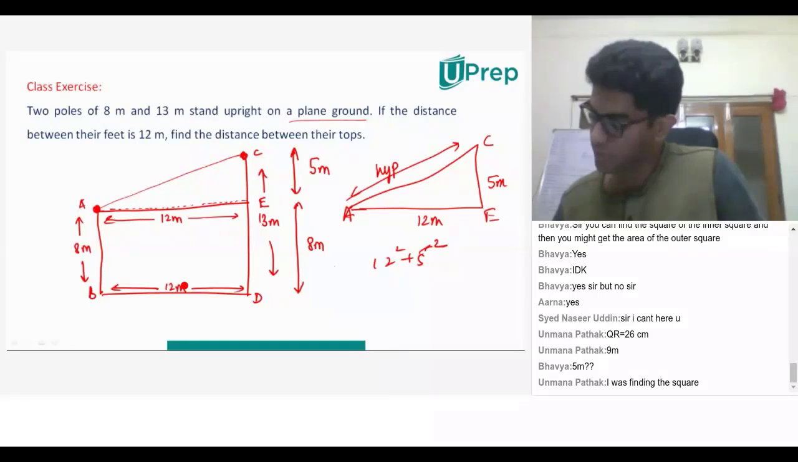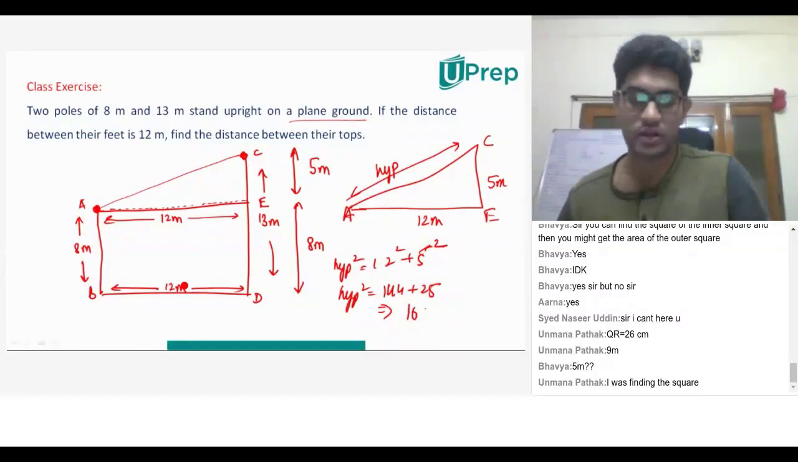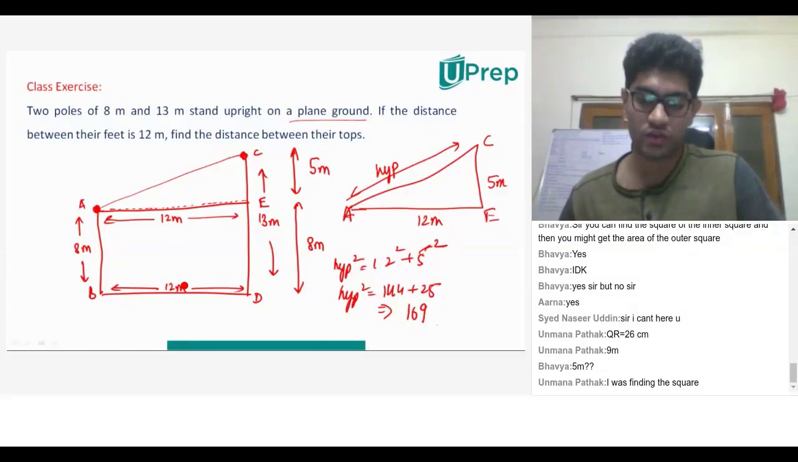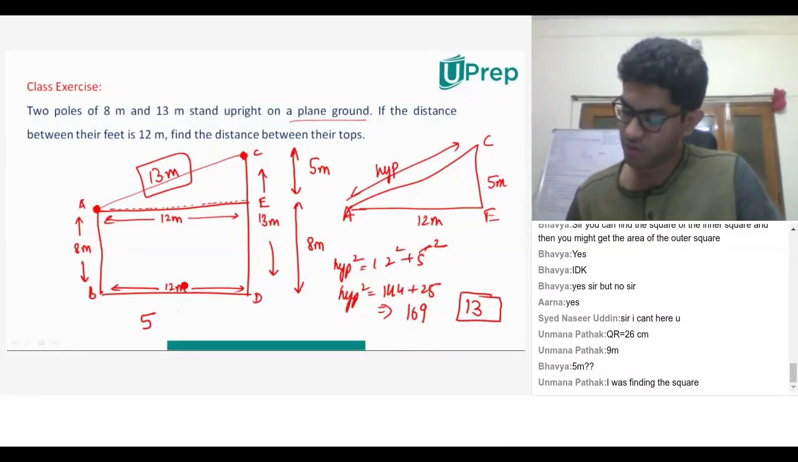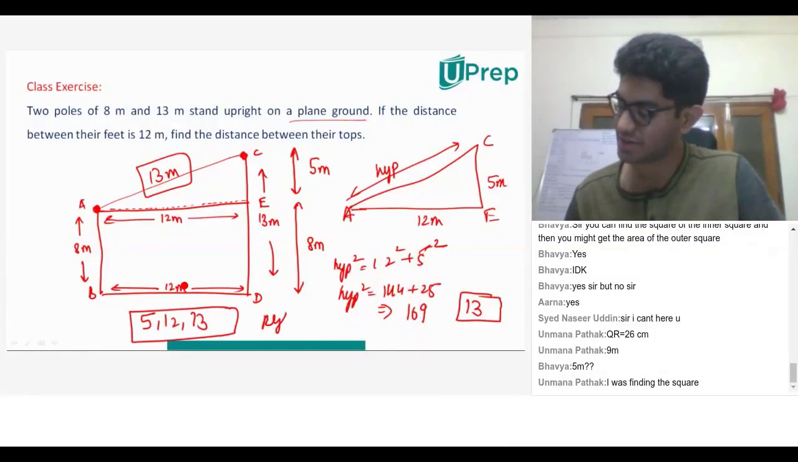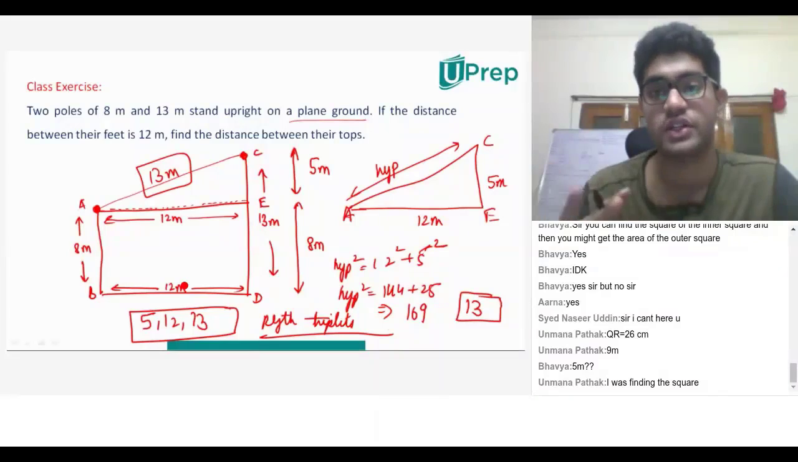So, what is the hypotenuse square? Hypotenuse square is 144 plus 25, which is 169. Which number on squaring gives us 169? 13. What is the distance between their tops? 13 meters. That means 5, 12 and 13 are called Pythagoras triplets. I got it till 5, the rest I didn't get. This is how I want you guys to connect stuff.